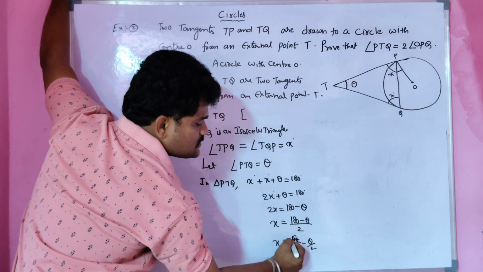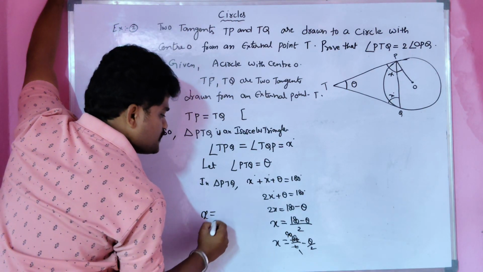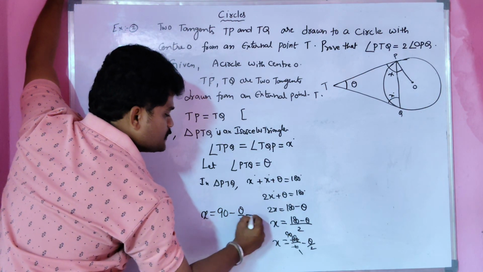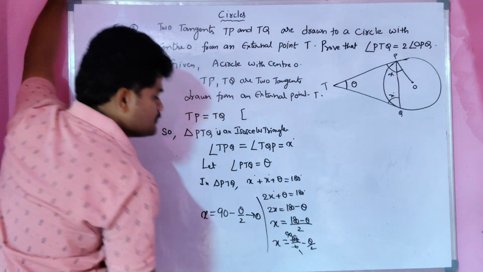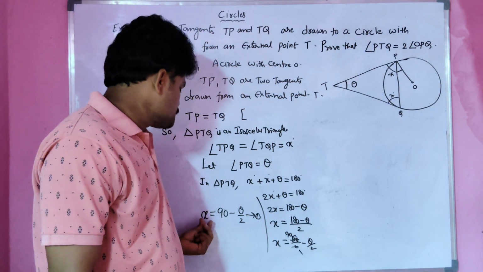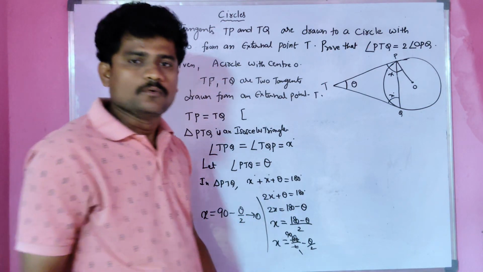We have 2 ones are 2, 90s are. Then I have x value is equal to 90 degrees minus theta by 2 degrees. I consider this as equation number 1. So the x value I got here is 90 minus theta by 2. This is equation number 1.